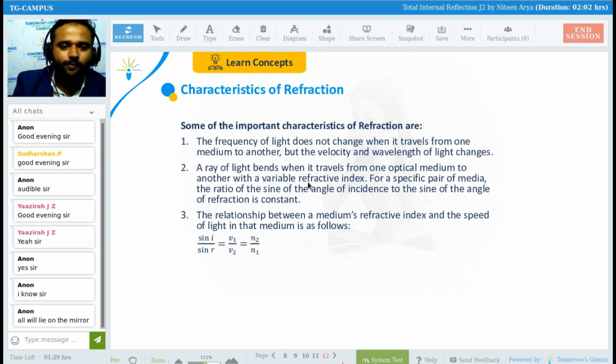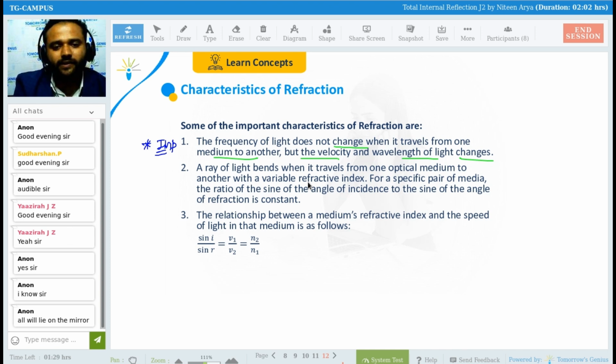Good. Some important characteristics of refraction. Let's focus on it. I told you this one, that is an important one. You can note it down. What is it? The frequency of light does not change when it travels from one medium to another, but the velocity and wavelength of light change.